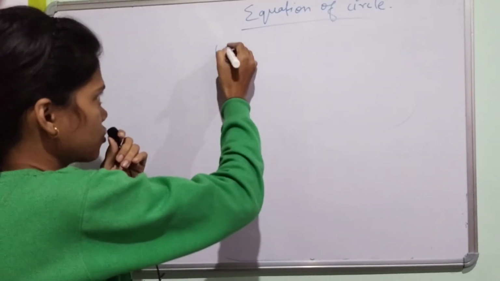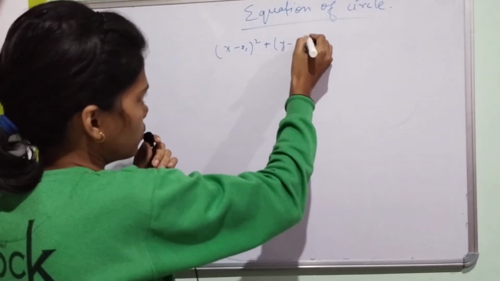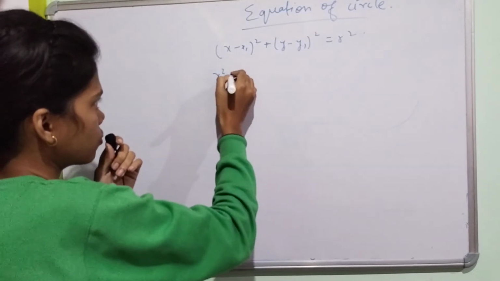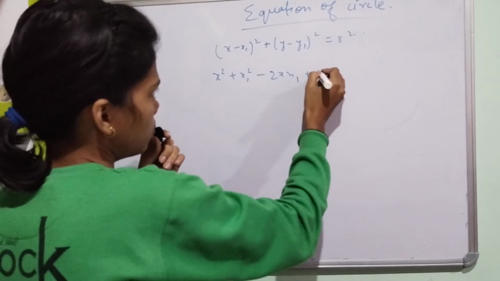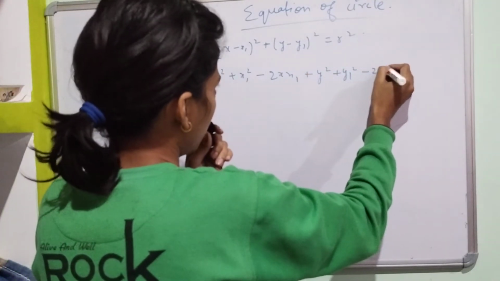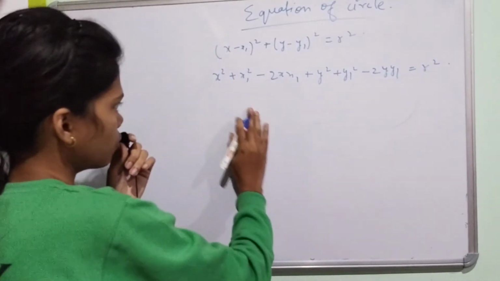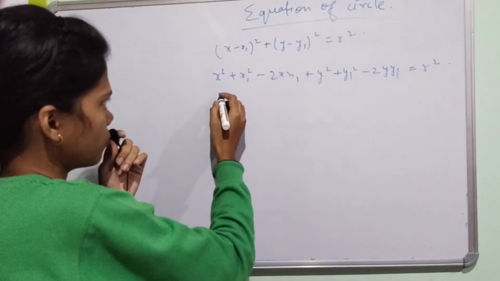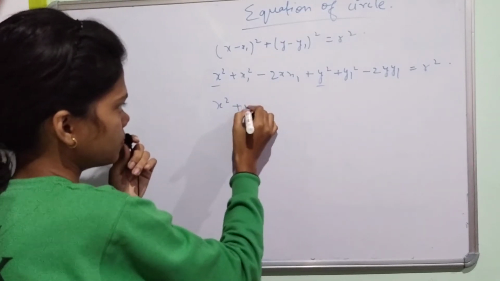So we have the standard equation of a circle: (x − x1)² + (y − y1)² = r². Now when we expand this, we get x² + x1² − 2x·x1 + y² + y1² − 2y·y1 = r². So we take the terms with x and y on one side. So we get x² + y².